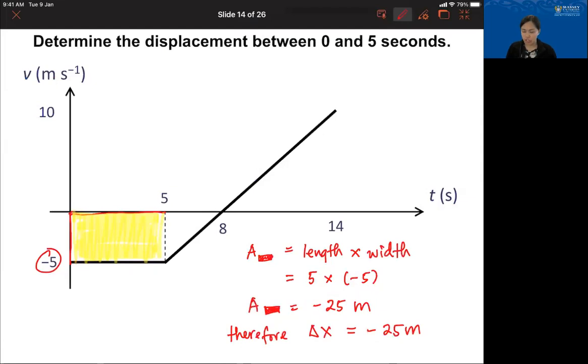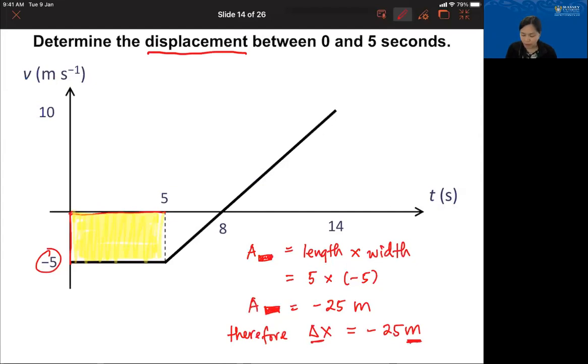Right, there's a good question in the chat box. Will the unit be meters squared or just meters? Right, so we're getting the displacement, that's the area of this portion here. And the unit for displacement is meters, because it's your final position relative to your initial position. So the unit for displacement is meters.